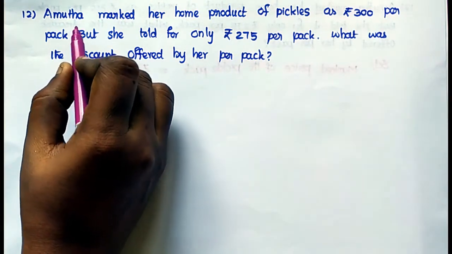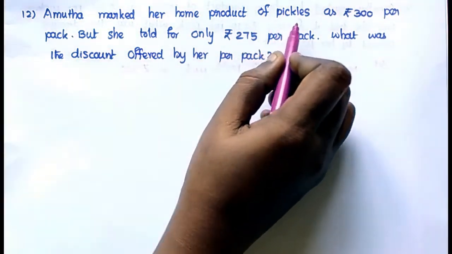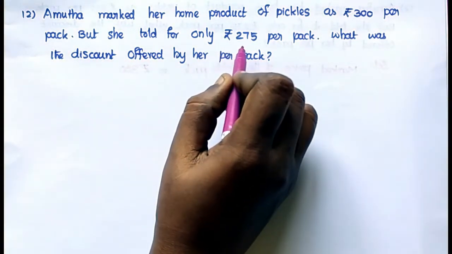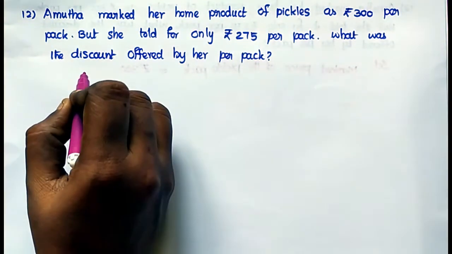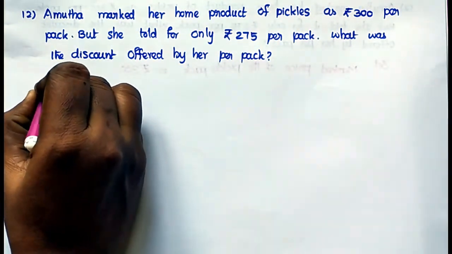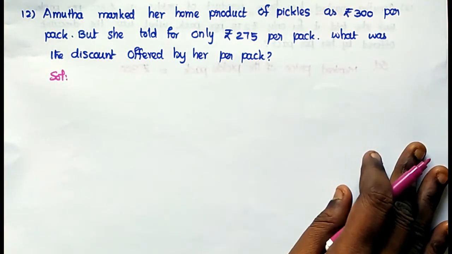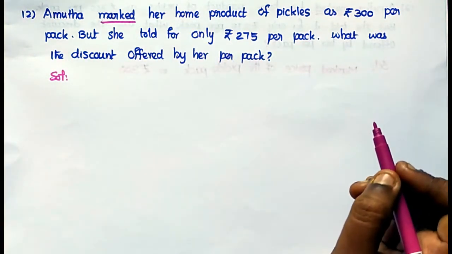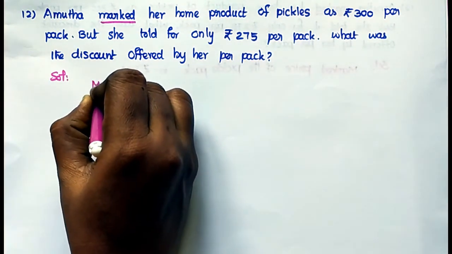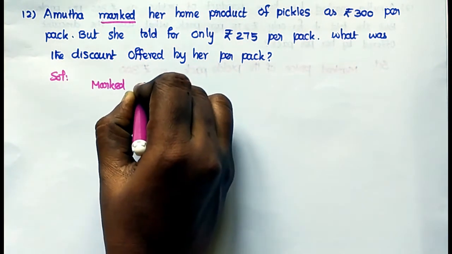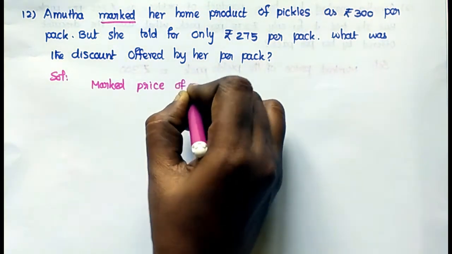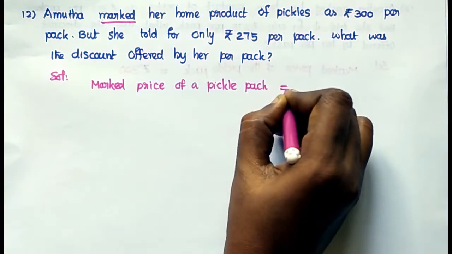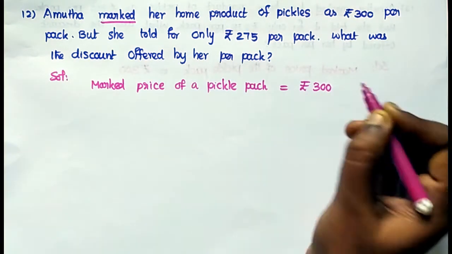12th sum. Amuda marked her home product of pickles as 300 rupees per pack, but she sold for only rupees 275 per pack. What was the discount offered by her per pack? Listen. Amuda marked her. Marked means that is mark price. So mark price of a pickle pack equal to how much? 300 rupees.